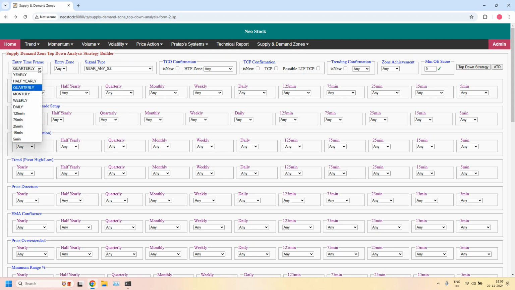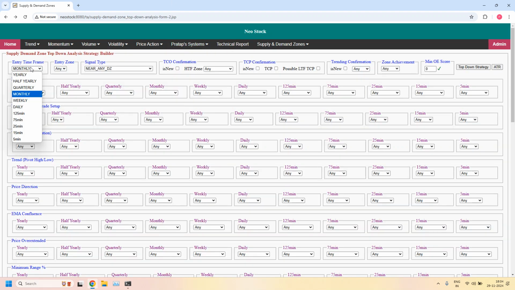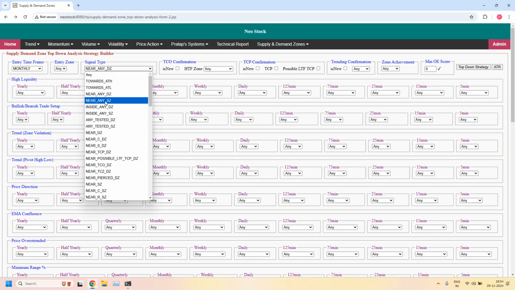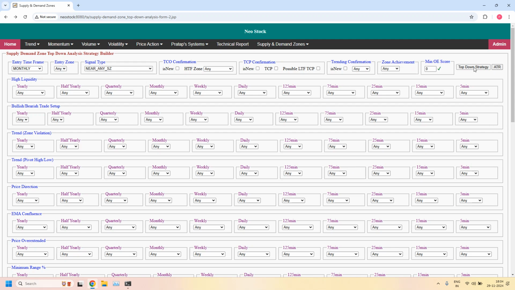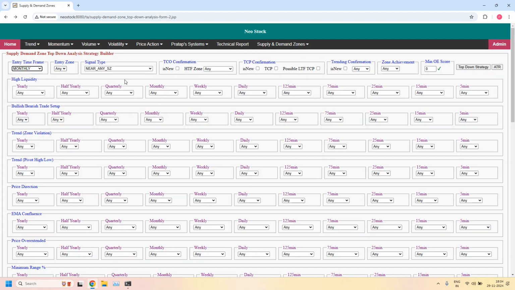Next time frame is monthly. Stocks near monthly demand zone. 5 stocks are filtered. Next monthly time frame. Stocks near monthly supply zone. 8 stocks are filtered.